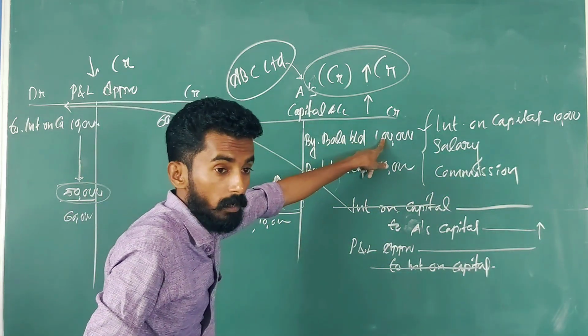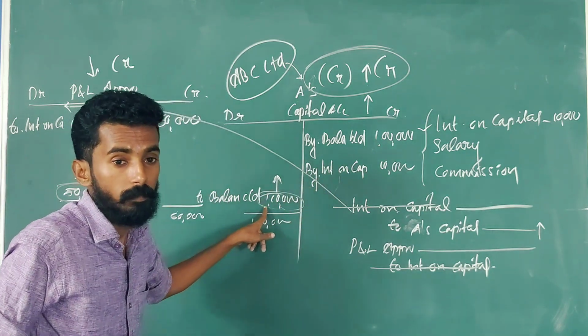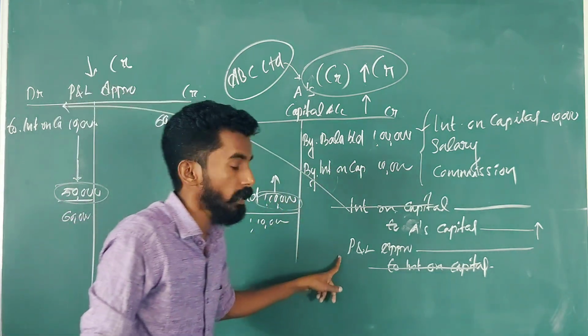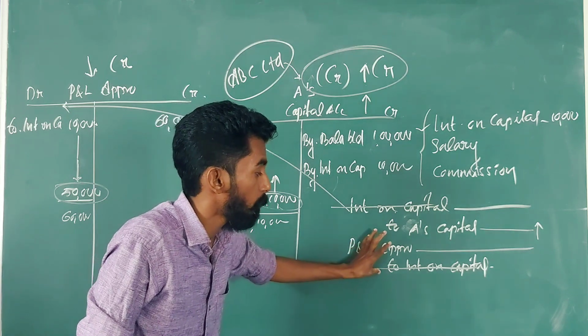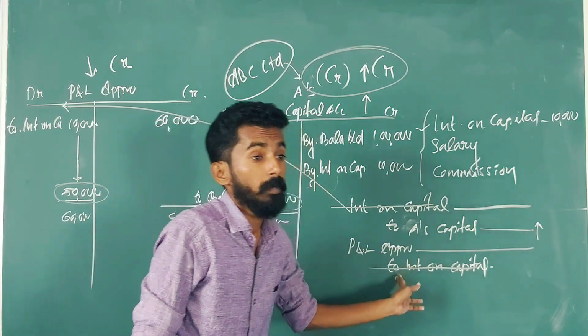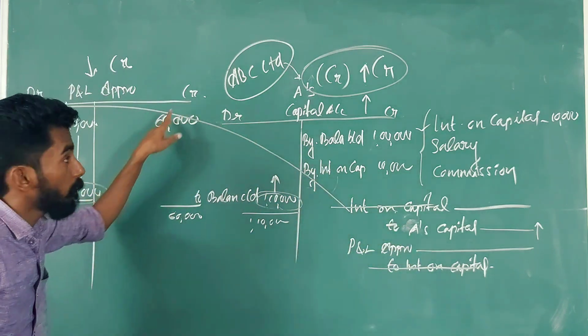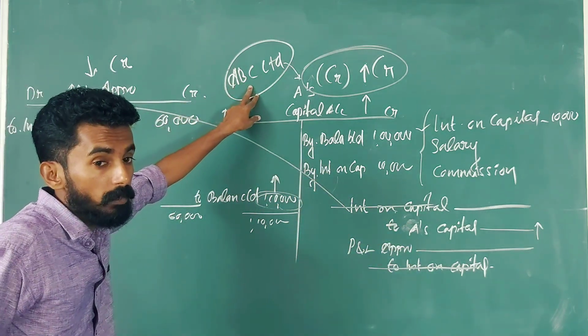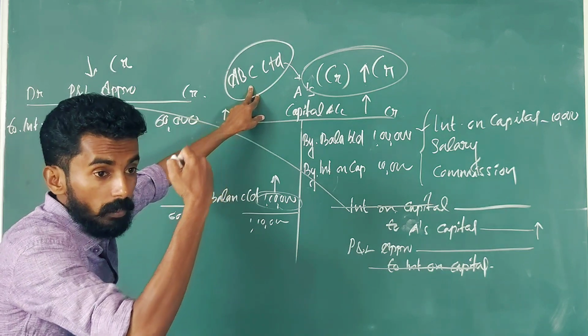1 lakh was the capital. Now at the end of the year, 110. Same way, what is the closing entry? Profit and loss appropriation account debtor to interest on capital. Why? Because when a firm is providing interest on capital, automatically balance will go down.